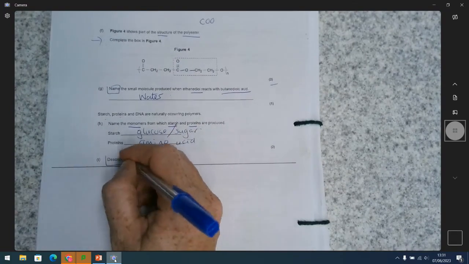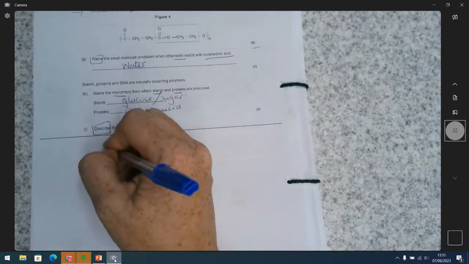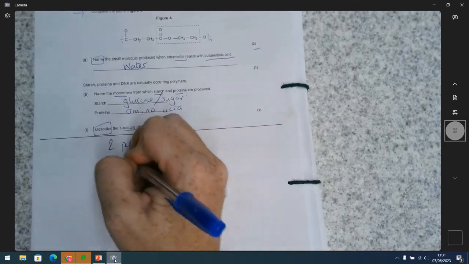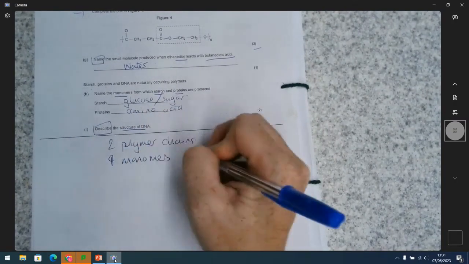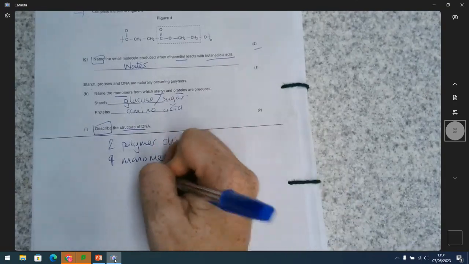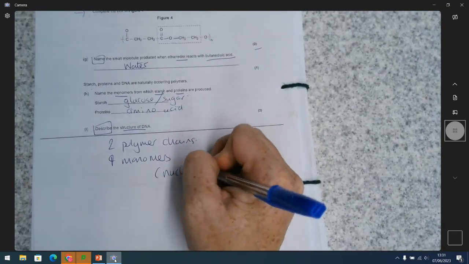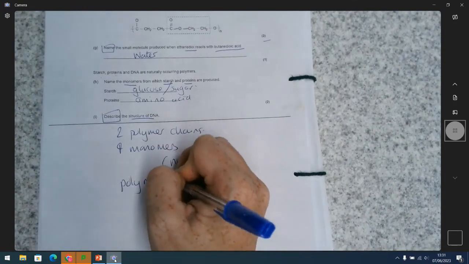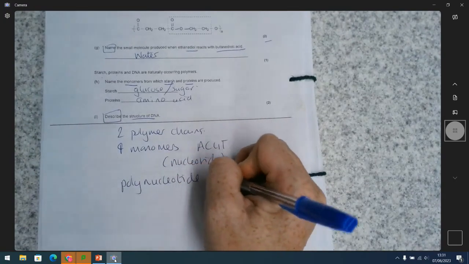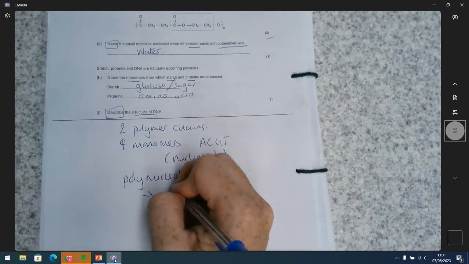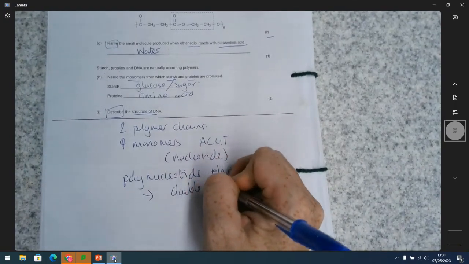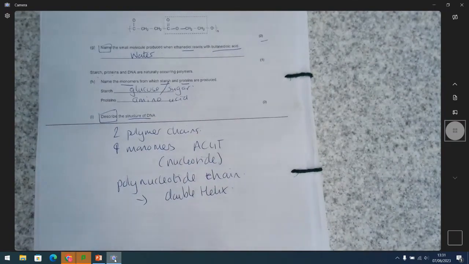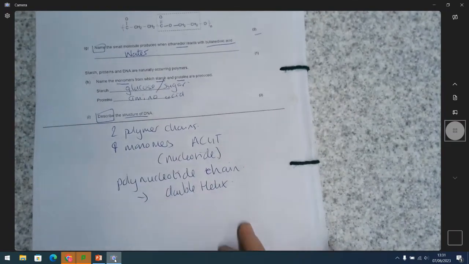And then finally, describe the structure of DNA. So we should be saying 2 polymer chains, 4 monomers, A, G, C, and T, which are called nucleotides. And they join together to form a polynucleotide chain, which will be a double helix. Okay, so lovely question if that came up. It didn't come up last year, I don't think, so it's a good one if it does come up.